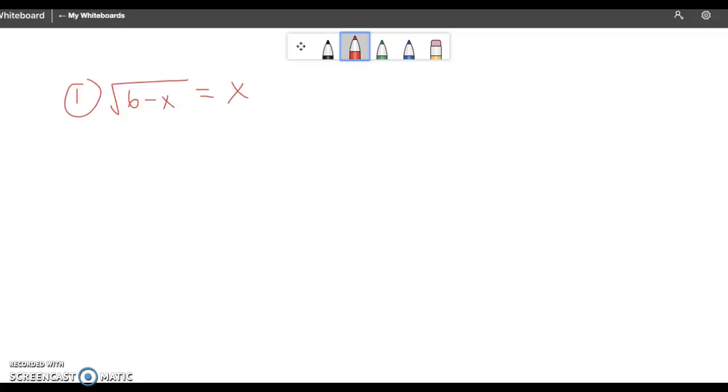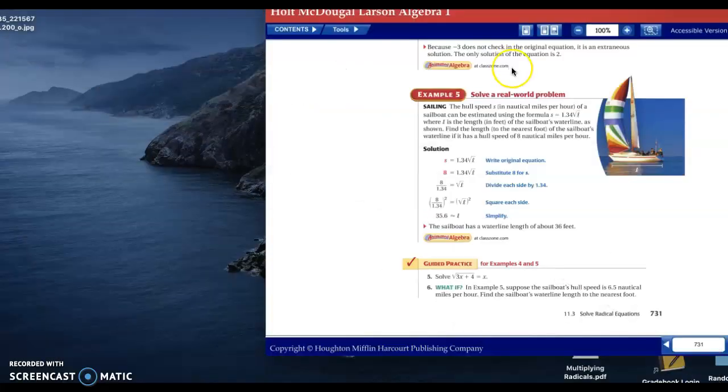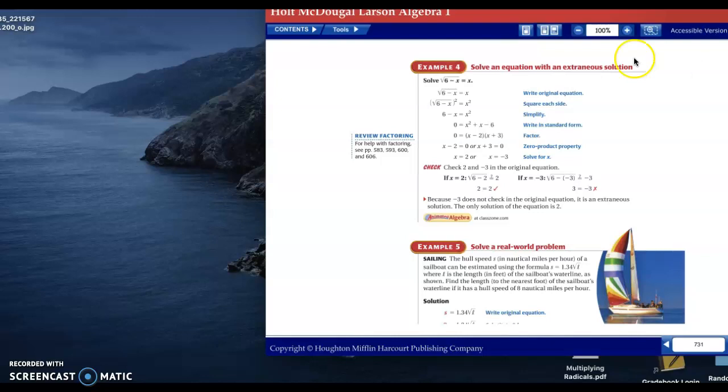So this is the last video from chapter 11 and also from 11.3, and it is called Solving Radical Equations Still, However, with Extraneous Solutions. And I'm going to show you what that means as opposed to just going through the definitions. In short, the solution that you find from the equation doesn't work.